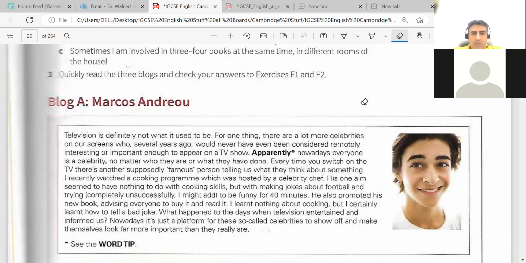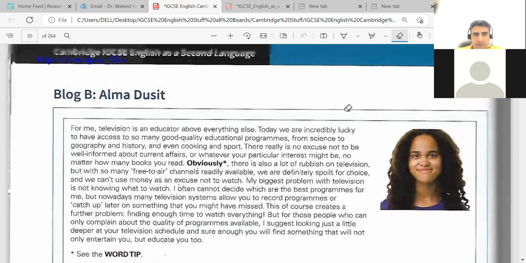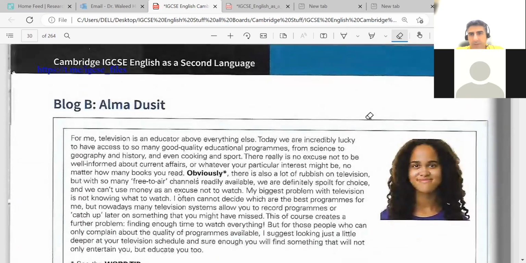Okay. So the other one here, block B, Alma.